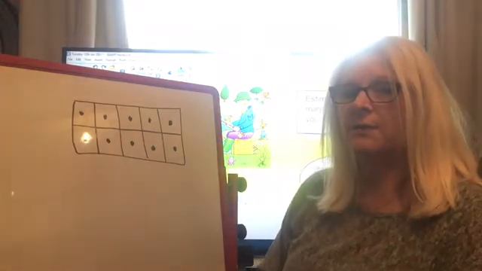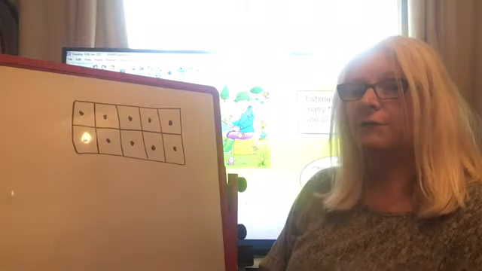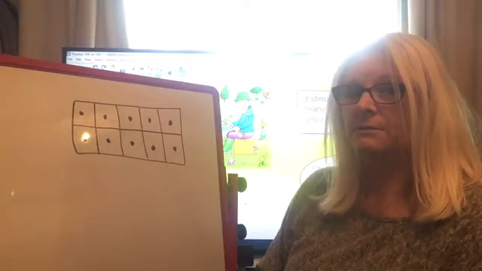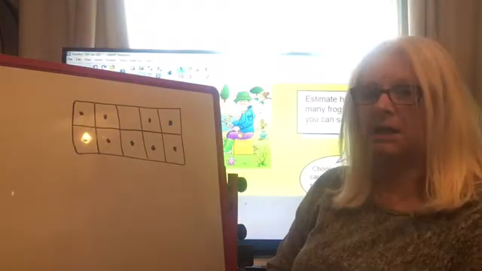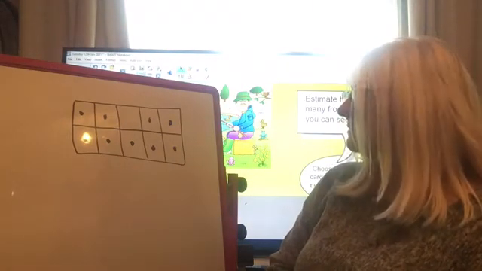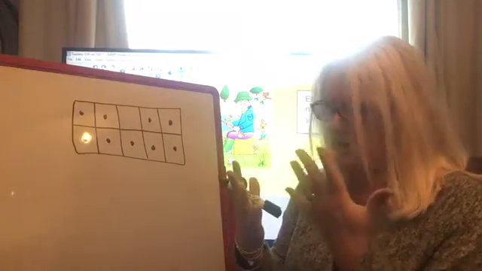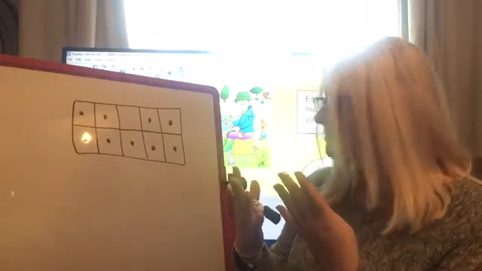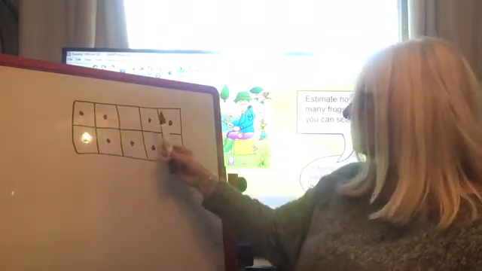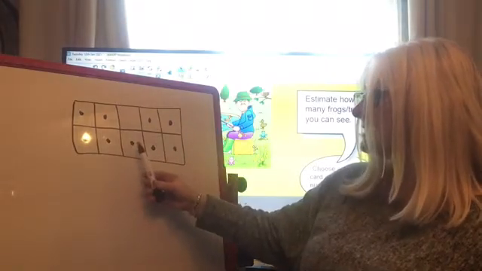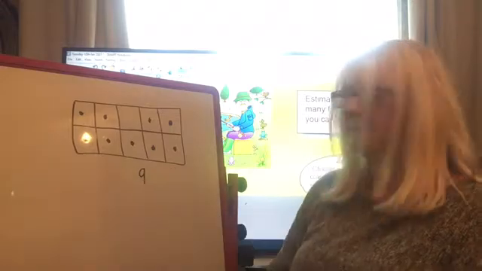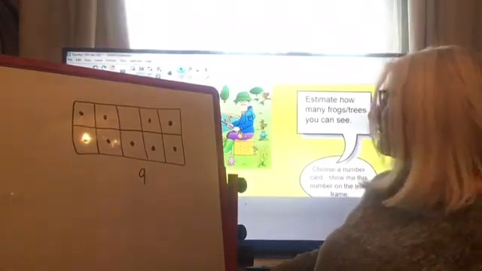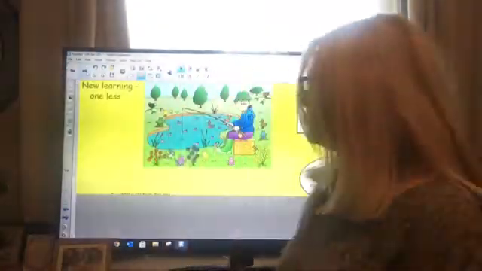Now, if I wanted to find one less or one fewer, what would I need to do? Take one away. So I'm going to take one away. And what does that leave me? I could use my fingers to help me. 10 and 1 fewer would leave me 1, 2, 3, 4, 5, 6, 7, 8, 9. It'd leave me 9 on there, wouldn't it? Very, very good. You're so good at 1 fewer.